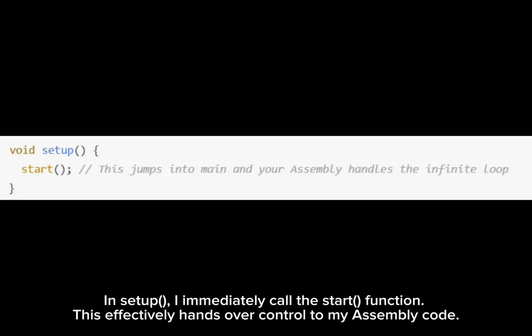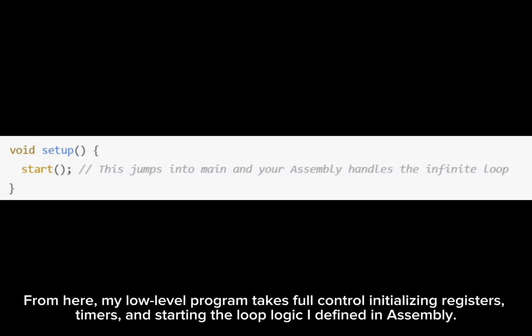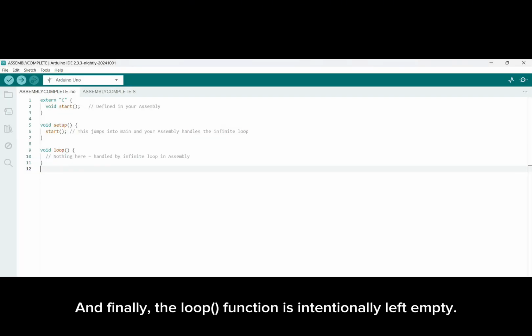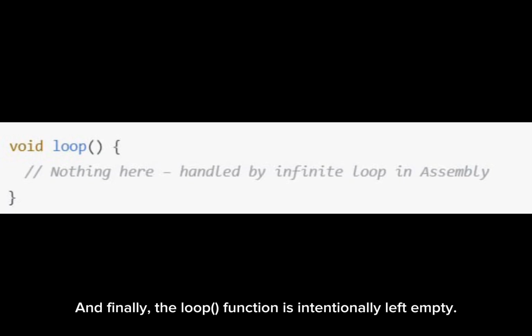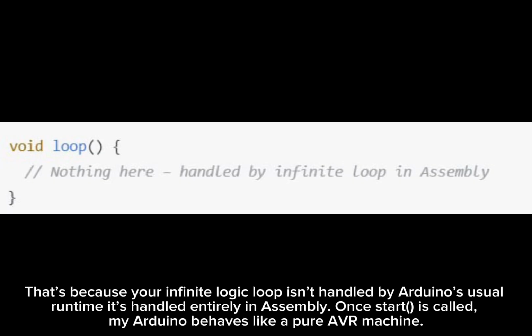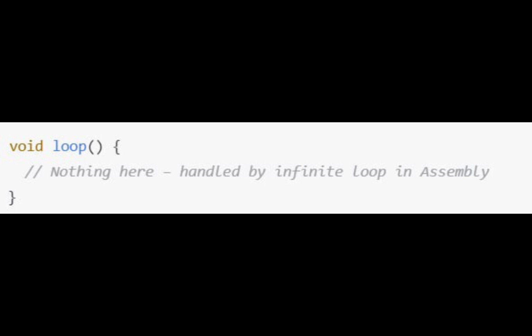In setup, I immediately call the start function. This effectively hands over control to my assembly code. From here, my low-level program takes full control, initializing registers, timers, and starting the loop logic I defined in assembly. And finally, the loop function is intentionally left empty. That's because your infinite logic loop isn't handled by Arduino's usual runtime, it's handled entirely in assembly. Once start is called, my Arduino behaves like a pure AVR machine.